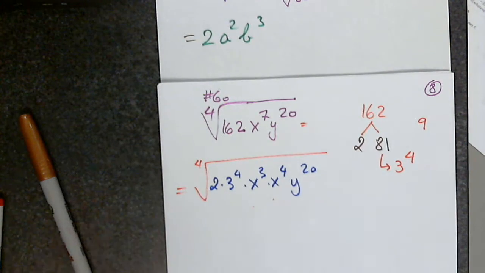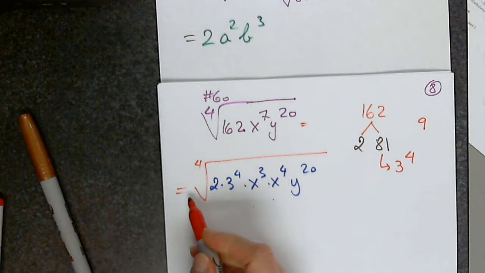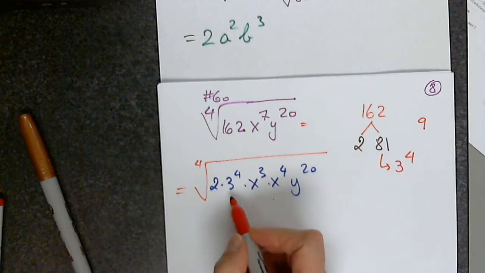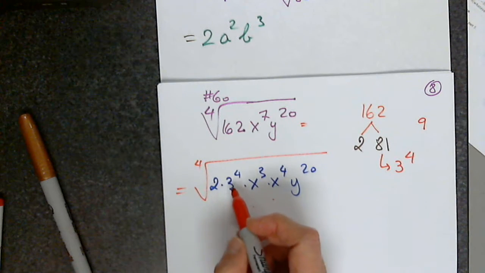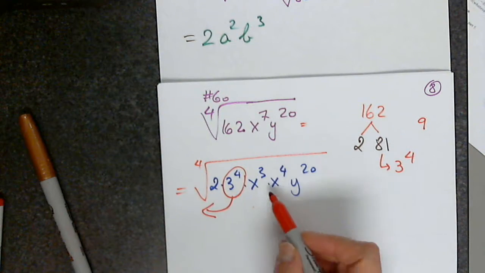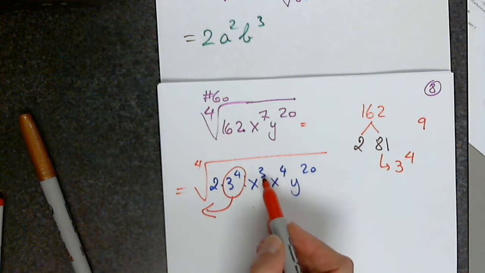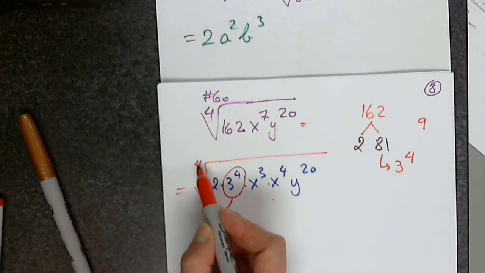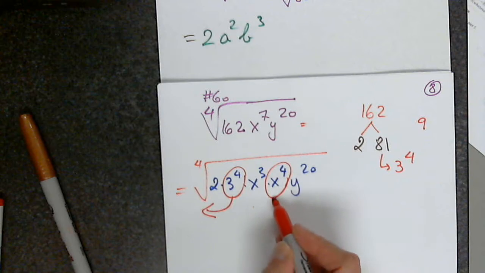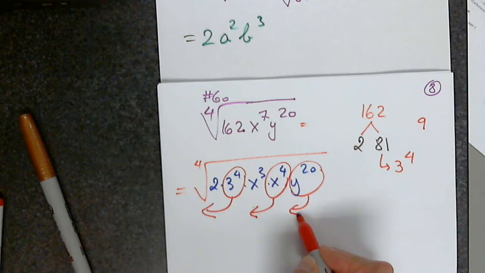Okay, very good. So now, which of these factors will come out? Will 2 come out of the radical? No. Will 3 to the 4th come out of the radical? Yes, this will come out. Will x to the 3rd come out? No, because it's 3 and 4. Will x to the 4th come out? Yes. Will y to the 20th come out?